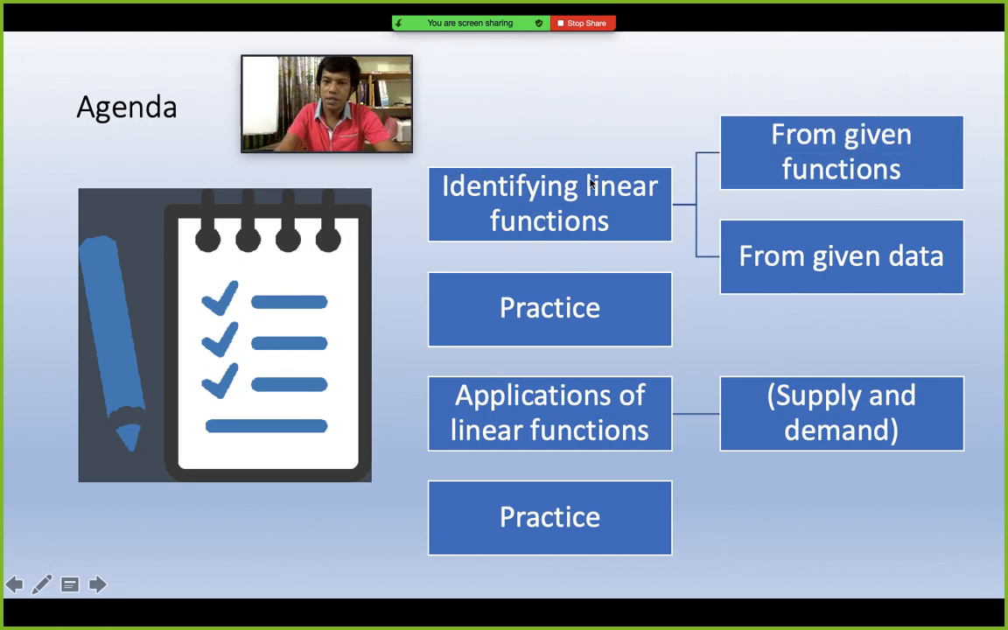Identifying linear functions, from a given function and from given data. That means we'll try to connect it with the data and the functions. How do we understand which one is linear, which one is not linear? Then some practice. Then we have some applications of the linear function, and mostly we'll discuss supply and demand math today, and then we have more plans in the coming classes. Let's begin.